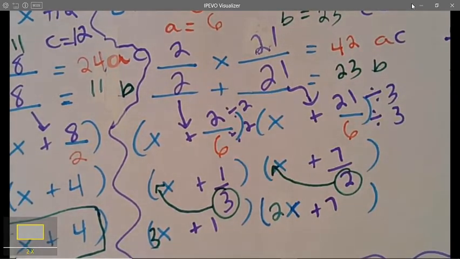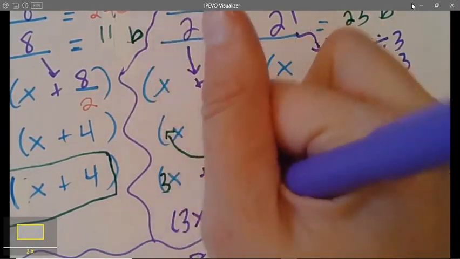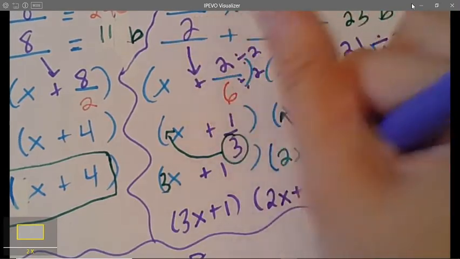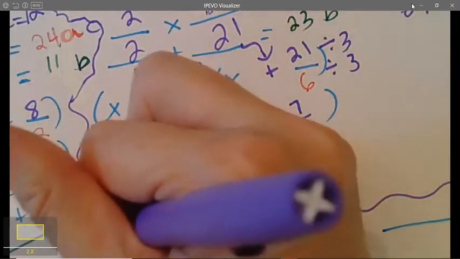So my final answer is going to be, if that's hard to see, I'm just going to write down here so you guys can see it, 3x plus 1 times 2x plus 7. And that's all we're doing, you guys. Don't overthink these. There we go.